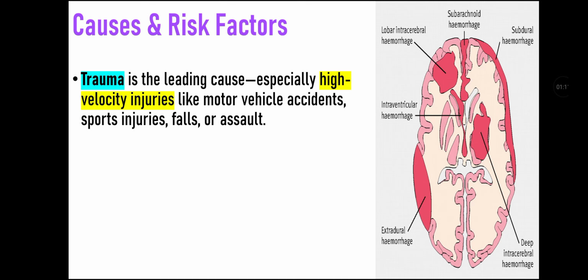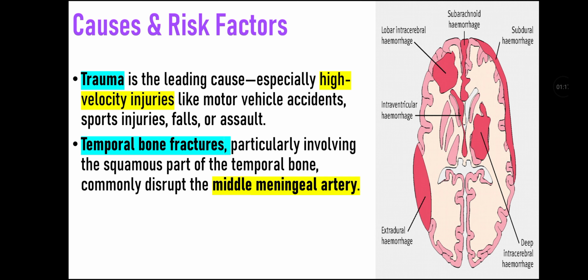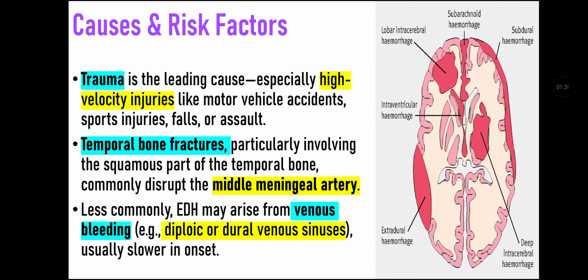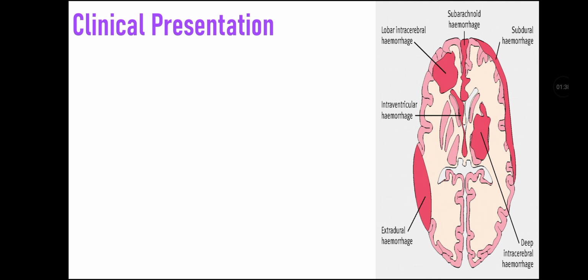Causes and risk factors. Trauma is a leading cause, especially high-velocity injuries like motor vehicle accidents, sports injuries, falls, or assaults. Second is temporal bone fracture, particularly that involving the squamous part of the temporal bone, which commonly disrupts the middle meningeal artery. Third is less common, but extradural hemorrhage may arise from venous bleeding that may be diploic or from dural venous sinuses, and it usually is slower in onset.